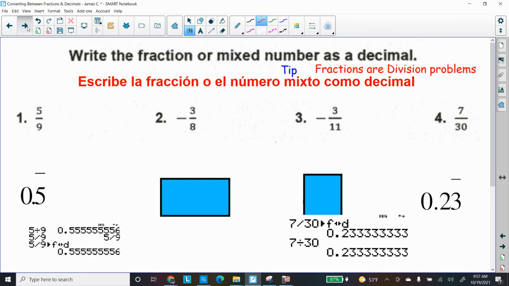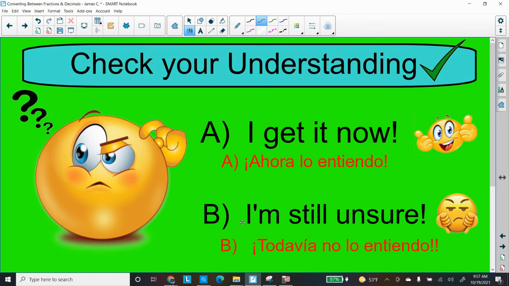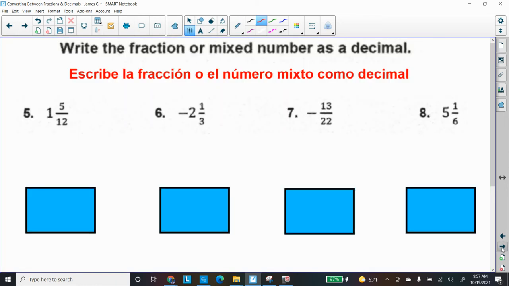So this is getting easy, I hope, for you. If you're not sure, rewatch the video and write down your questions. If you're getting it, great. I have a few more, and I'd like to try one with a fraction and a negative number in it, like number 6. Now, here's what's interesting.